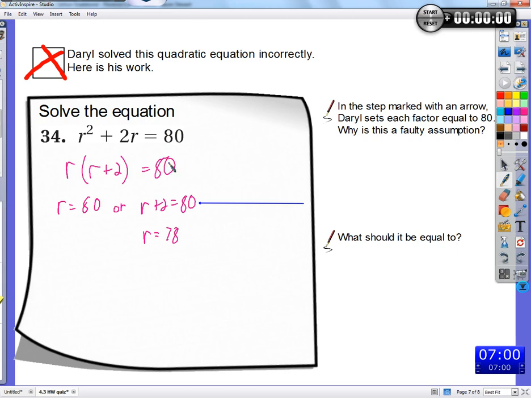Okay, right here, this is okay, right? But in this next step, he sets both of the factors equal to 80. That's what I'm saying right here. He sets both of the factors equal to 80. Why is this a faulty assumption? I want you to write down why.